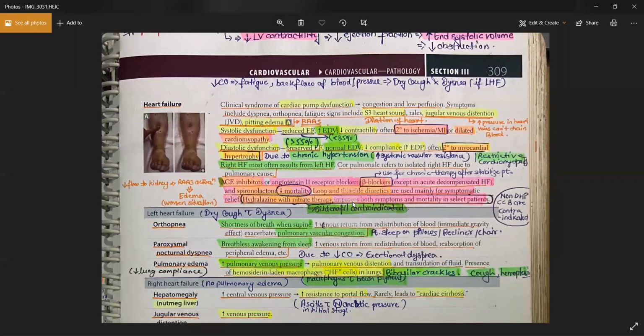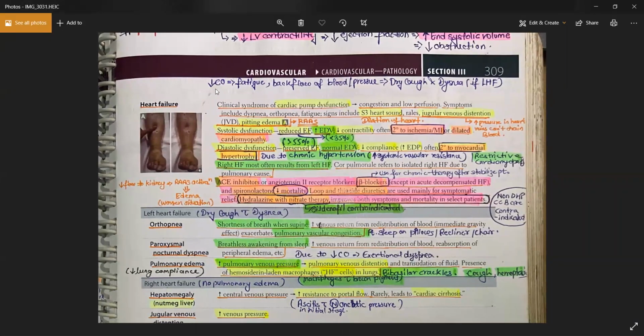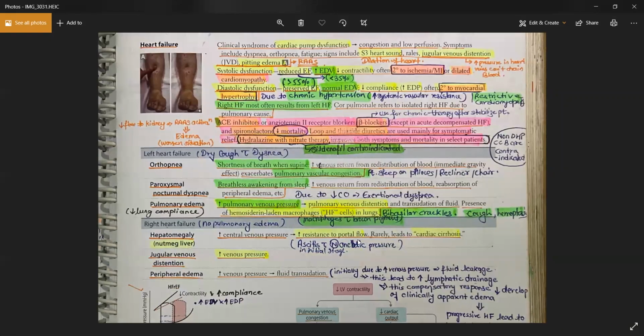Whenever you have reduced cardiac output, because the oxygen supply to the body tissues is lost, you will have fatigue. You will have backflow of the blood and pressure, and as a result, you will get dry cough and dyspnea. This dry cough is very important. In case of heart failure, you have a dry cough and sometimes hemoptysis, but not a wet cough or productive cough. This is also a very important thing.